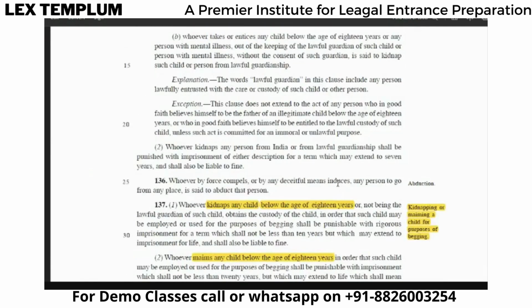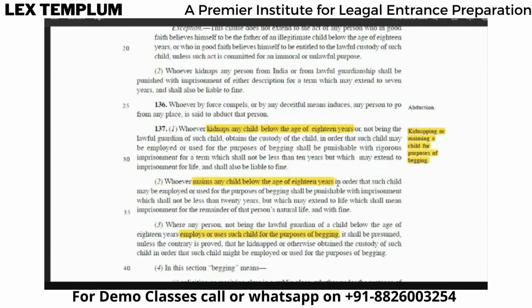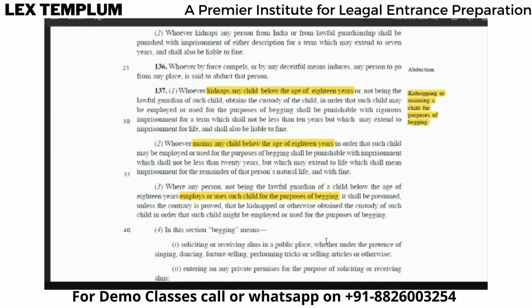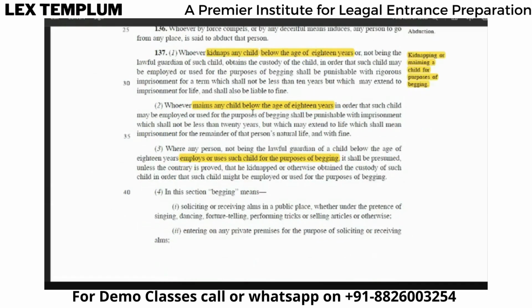Yes. So now in kidnapping, there's something which has been newly, I would say, explicitly mentioned again here: kidnapping a child for the purposes of begging. So they have made a distinction in three ways. First thing is kidnapping a child below the age of 18 years, not being a lawful guardian, to engage the child in the purpose of begging. Second, who maims any child below the age of 18 years. And third is who employs a child for the purpose of begging under the age of 18 years, and is not being a lawful guardian. So these are different types.